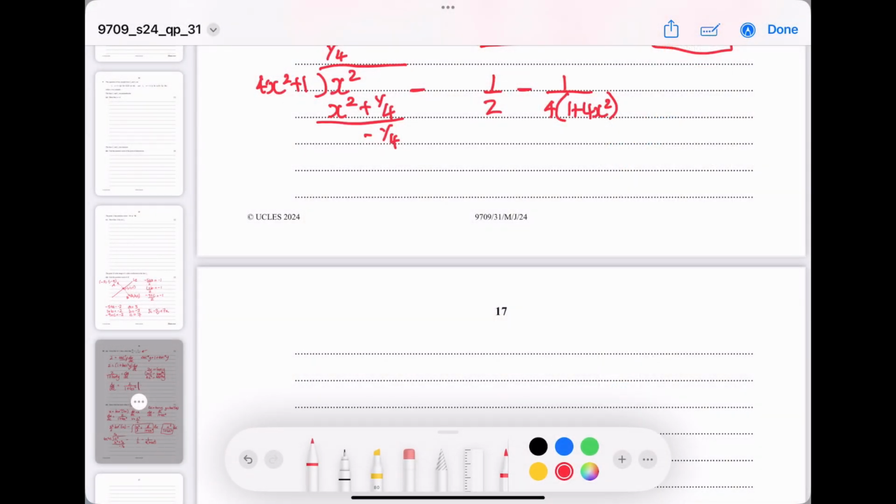Oh, apologies. I don't know why I wrote 1/2. It's 1/4. So we now need to integrate both of these. So let's rewrite this here. Actually, what I'm going to do is bring my quarter to the front. So I've got 1 minus 1 over 1 plus 4x squared dx.